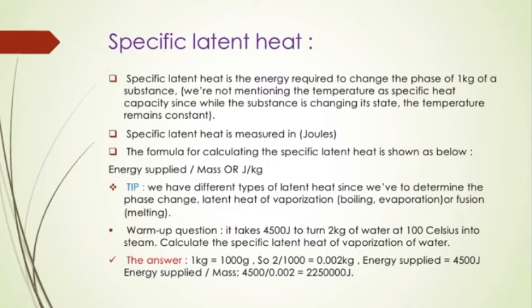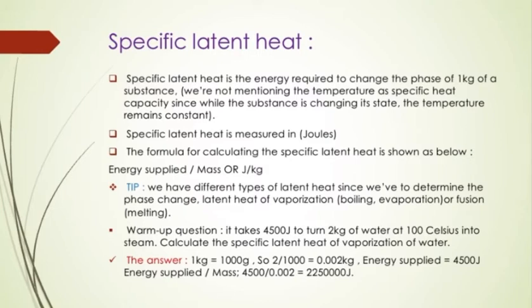There's a tip here, guys, that we have different types of latent heat. And why? Since we have to determine the phase change. Latent heat of vaporization or latent heat of fusion. Latent heat of vaporization means boiling or evaporation, the time which the phase change happens from liquid form to gas form. And latent heat of fusion means from solid form to liquid form, or in other words, melting.